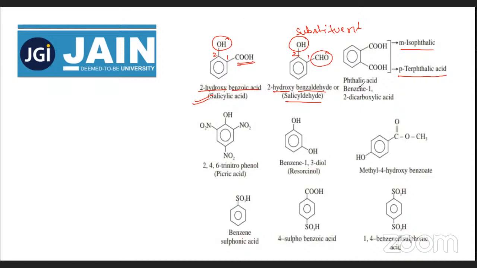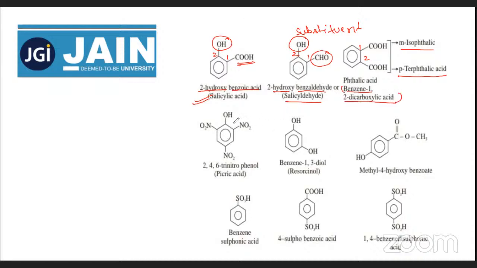Okay, so we write it normally as phthalic acid, or it is known as benzene 1,2-dicarboxylic acid, because you can write the priority as either one. This is both the same. So 1,2, benzene 1,2-dicarboxylic acid. This is the IUPAC name.